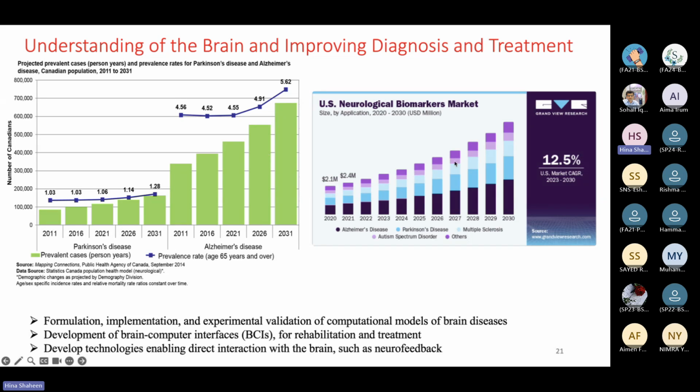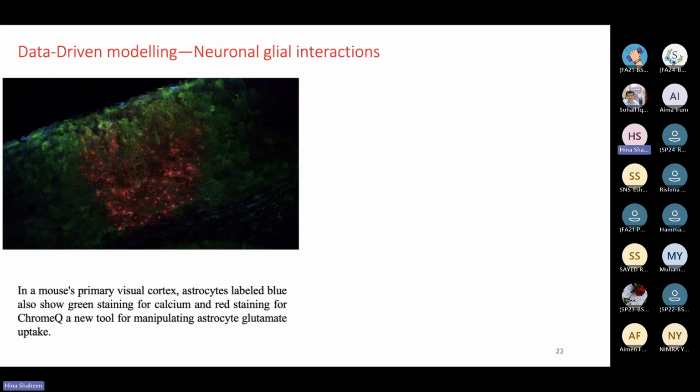So in future, we aim to formulate, implement, and do the experimental validation using computational tools, for example, machine learning models and artificial intelligence techniques as well. And we also aim to develop brain-computer interface models for rehabilitation and treatment of neurodegenerative disorders. So it will enable direct interaction with the brain, such as neurofeedback, and promote healthy communities.